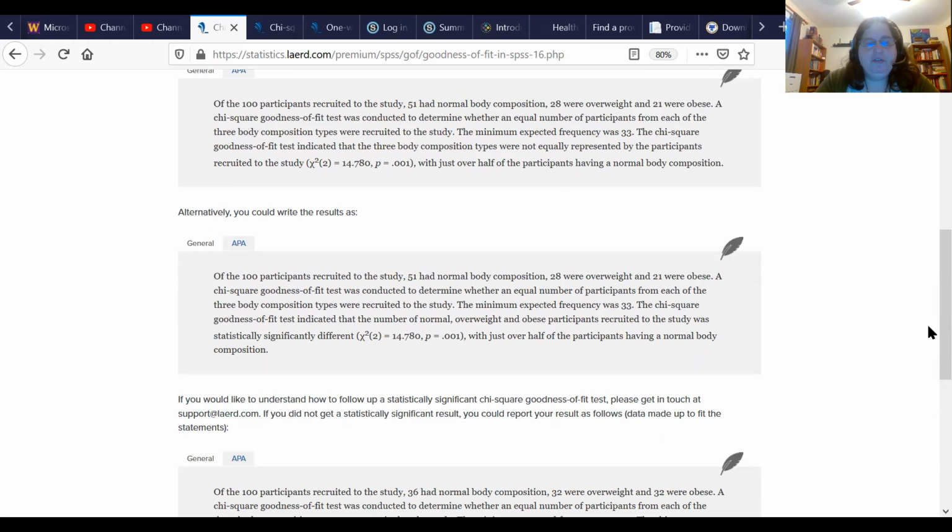The chi-square goodness of fit test indicated that the number of normal, overweight, and obese participants recruited to the study was statistically significantly different, with just over half of the participants having a normal body composition. So they're reporting the observed frequency here, right? Okay.